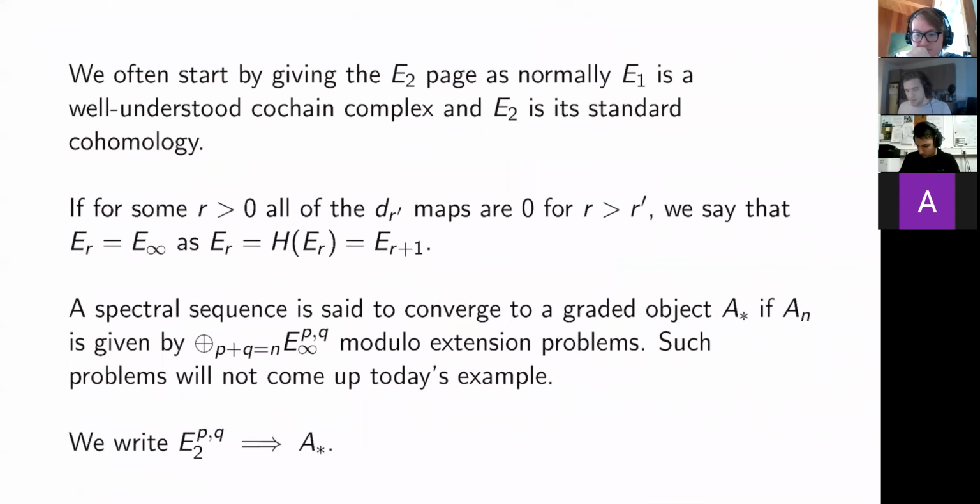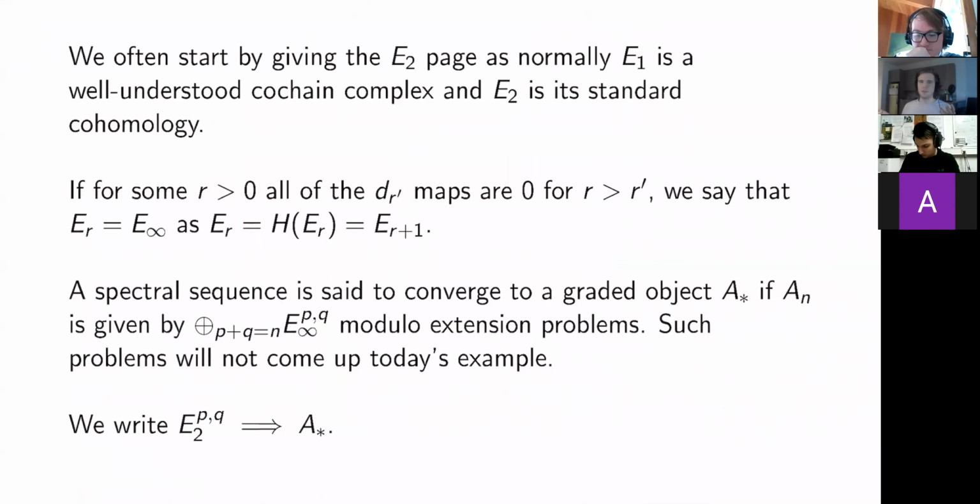Okay. We often start by giving the E2 page. And the reason for that is that the E1 page will be some cochain complex that we understand decently. So we know exactly what the E2 page is, so there's no reason to write the E1 page. For the Serre spectral sequence, for example, the E1 page would be singular cochains with a certain coefficient group. And then the E2 page is just cohomology. So you just start with that page.